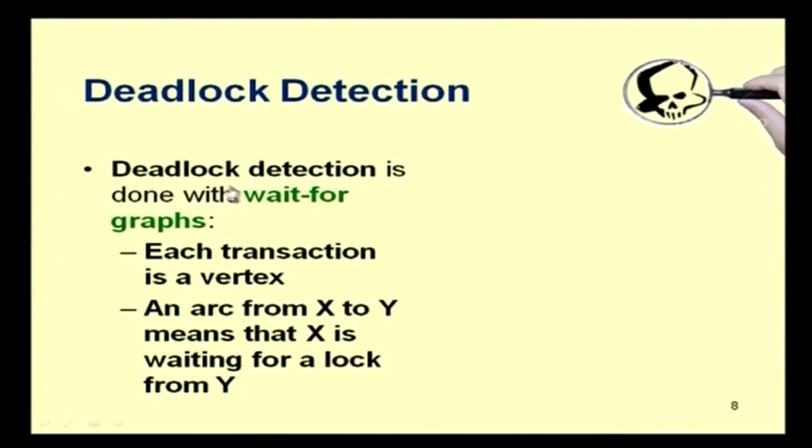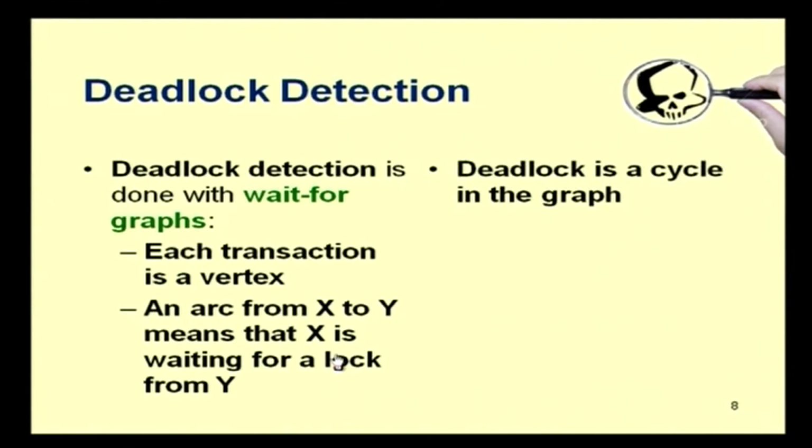So, first let us look at how to detect deadlocks, that is important. Before we do anything, we should know whether a deadlock has occurred or not. For that we do deadlock detection. Deadlock detection is done with what are called wait-for graphs. In a wait-for graph, each transaction is a vertex, and an arc from x to y means that x is waiting for a lock from y.